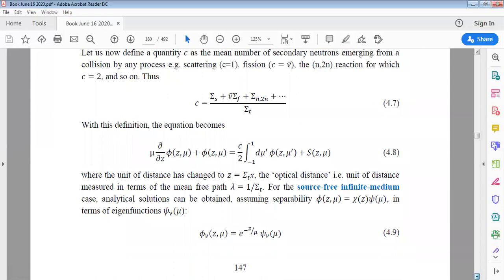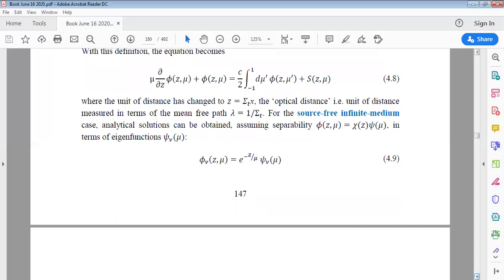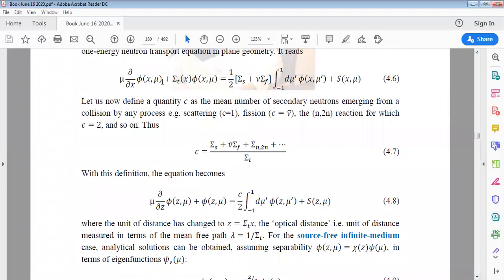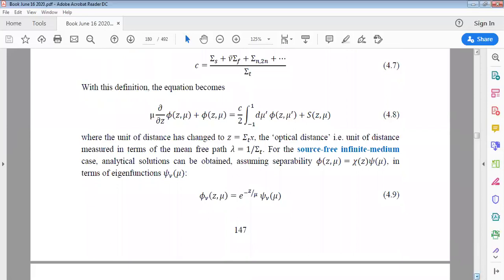Okay, now let's scale the distance. So there I had phi of x, mu, you can see over here. In this equation, I had phi of x, mu. Now x is a real distance, it's centimeters or meters. So let us say that we convert to what is called an optical distance. Now sigma t, capital sigma t, has units of per centimeter. So if I take optical units, in other words, the unit of distance measured in terms of a mean free path, then let me call it small z, and let me convert this into this, where now the variables are z and mu. Because that's what people did in the early days, and they assumed separability.